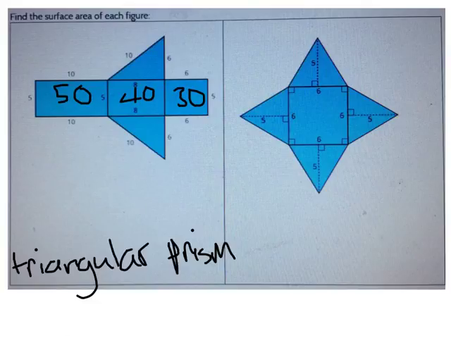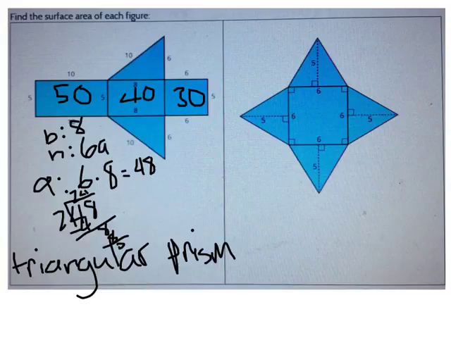Now I need to find the area of the triangles. Each triangle is the same. What's the base of each triangle? It's 8. What's the height of each triangle? It's 6. So what's the area of each triangle? The area of each triangle is 24 square units.